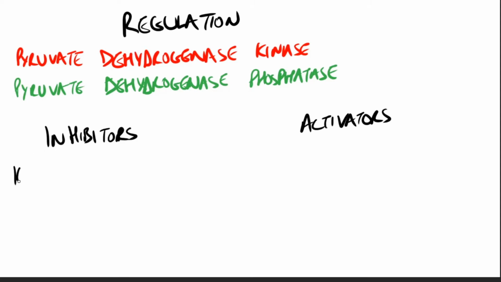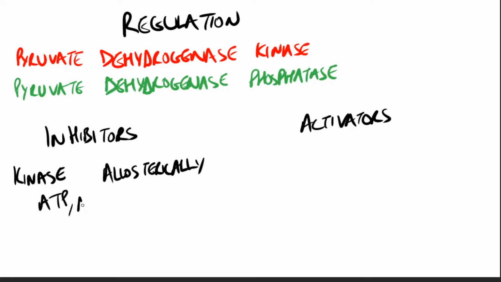Now let's talk about inhibitors. The kinase itself is allosterically activated by ATP, acetyl coenzyme A, and NADH. Therefore, in the presence of these high energy signals, the pyruvate dehydrogenase complex is turned off.